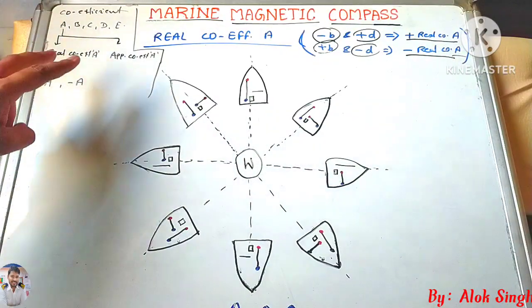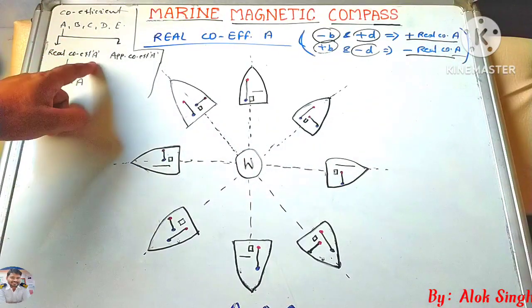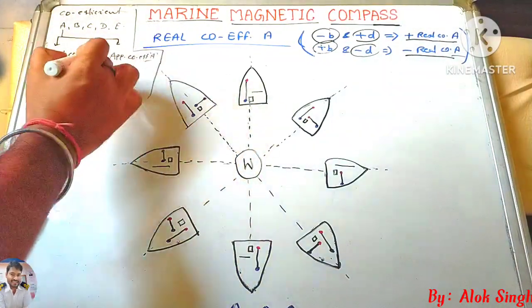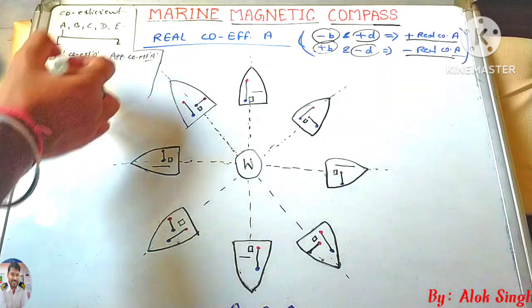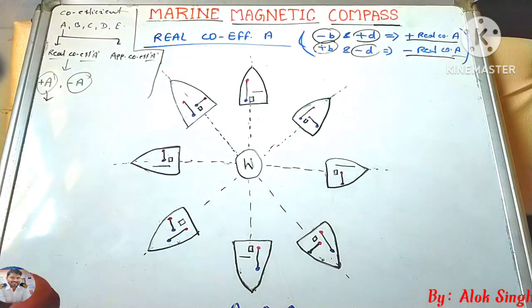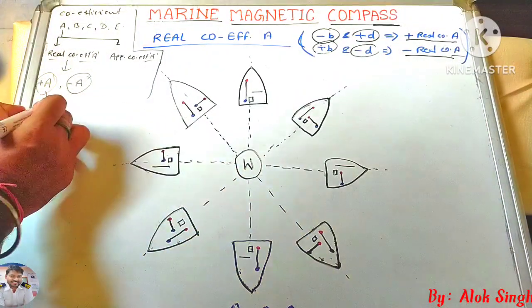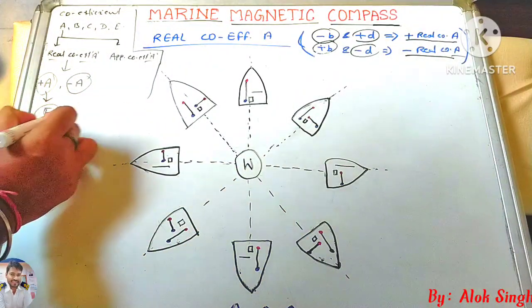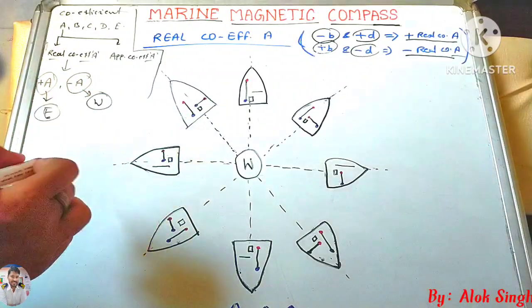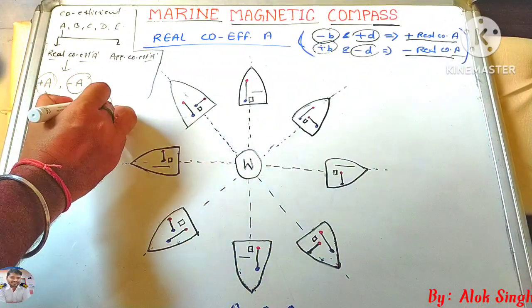Right now we are studying coefficient A. In coefficient A we have two types: the real coefficient A and the apparent coefficient A. In real coefficient A, we have plus A and minus A. Plus A we already saw in the previous class, in which the deviation was easterly on all headings. Now we'll see minus A, in which the deviation will be westerly on all 360 degrees.